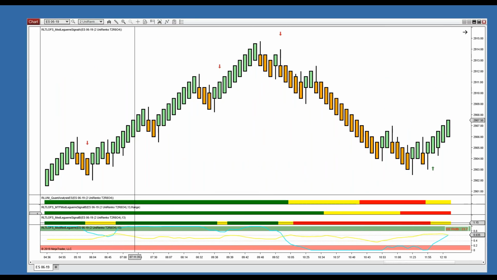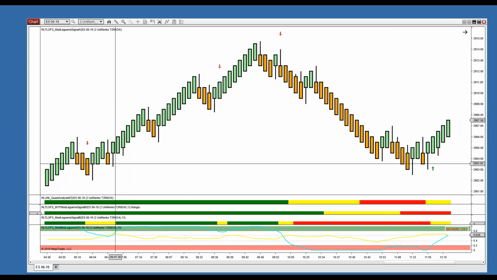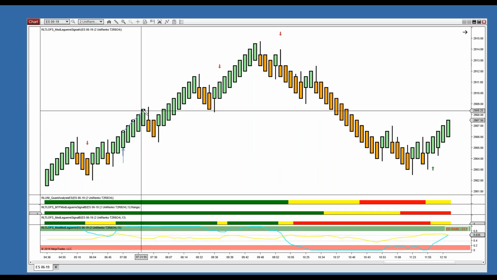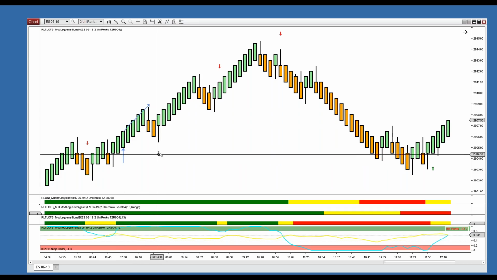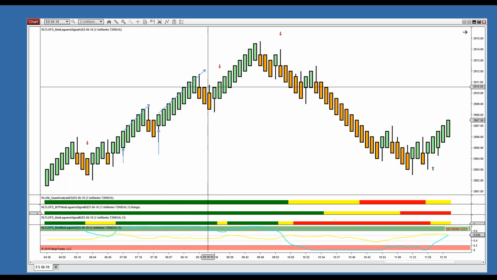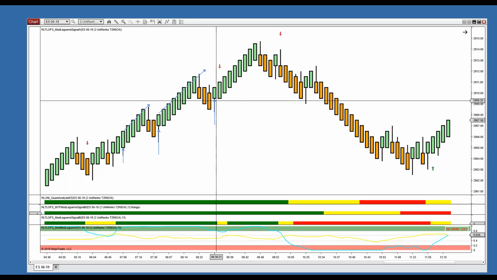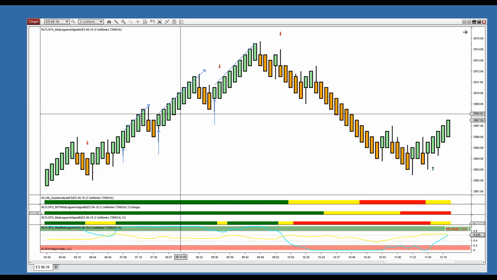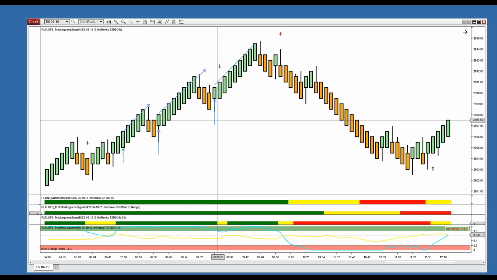And look at these beautiful trades. Right here is your pullback and your continuation on green, green, green. Pullback and continuation. Pullback, continuation. You've got 3 trades in a row, all on triple greens.